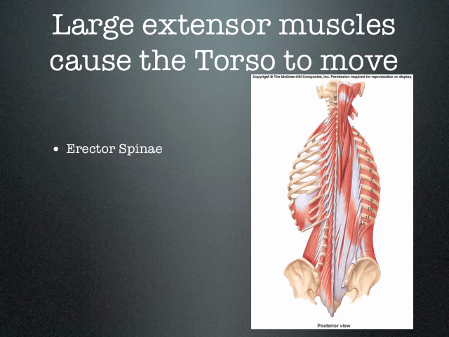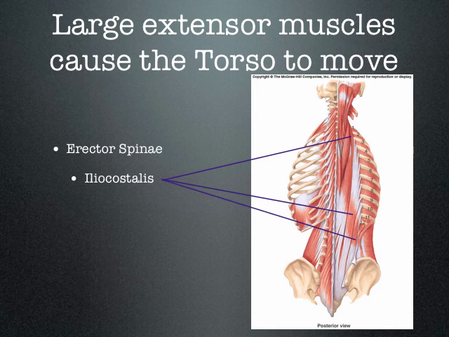Now, the erector spinae as a group has three distinct muscles within the group. And you see them there on your list. The first of these three would be what we call iliocostalis. Iliocostalis is the lateral most muscle in the group. So it's on the outside, isn't it? It's the one running up the lateral side over here.